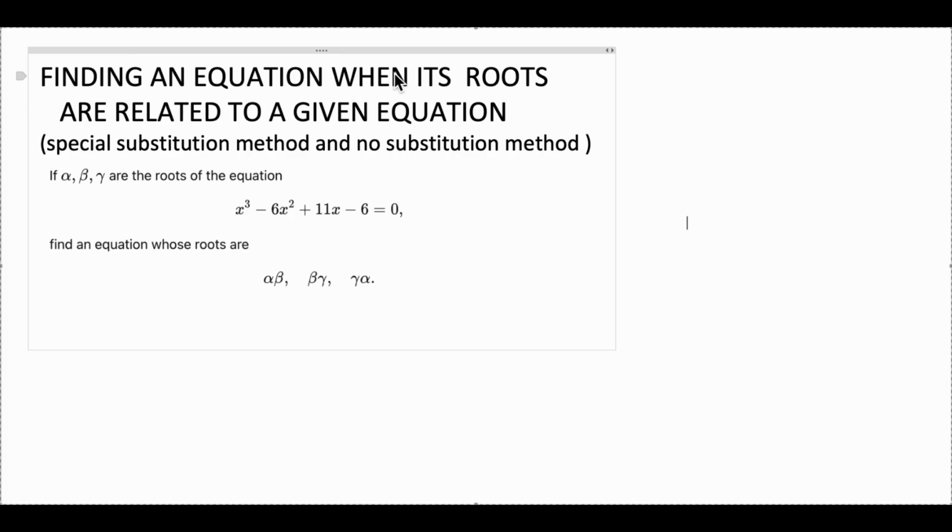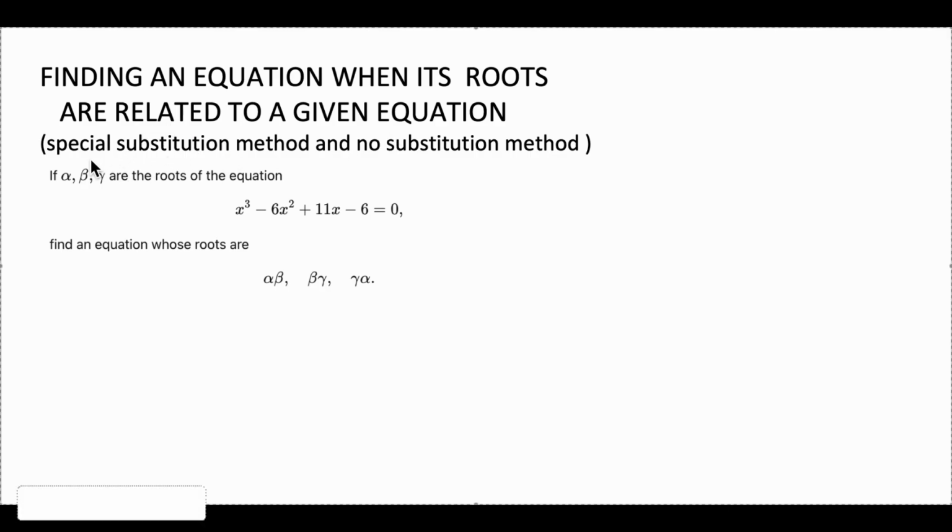This is how to find an equation when its roots are related to a given equation. I have already done this topic in a previous video, but it was a substitution. Now I will be doing the special substitution method and the no substitution method. In the previous video, this equation was the same.